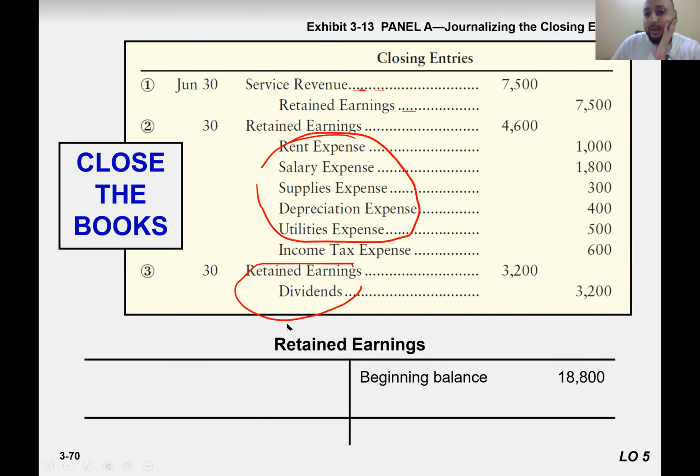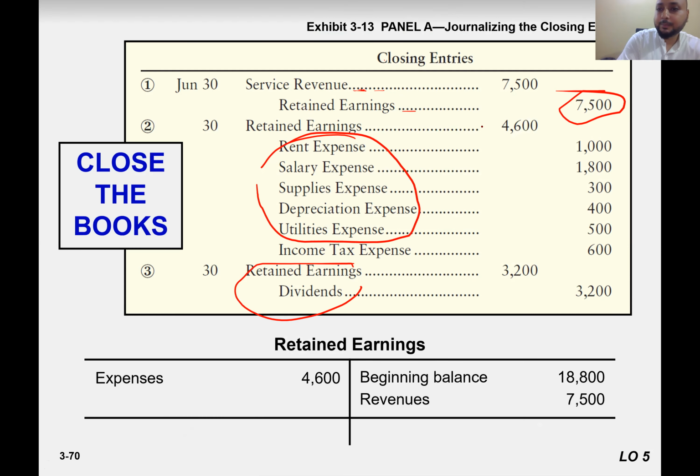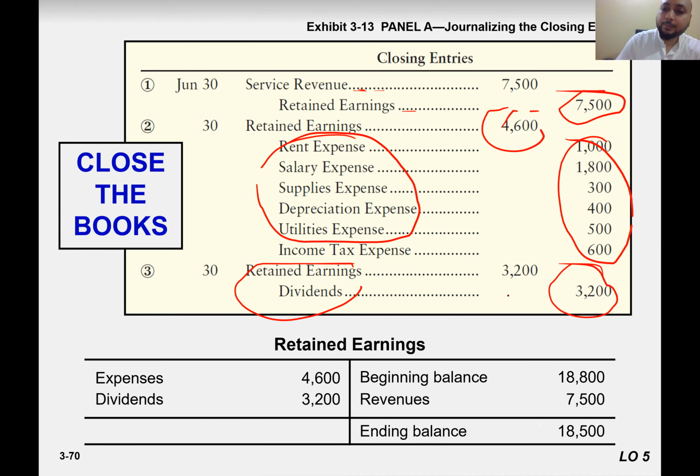So what happened to retained earnings at the end? You see, the retained earnings is credited with revenue, debited with all the expenses, and also debited with dividend. And then we have the ending balance here. This should be the same ending balance that we wrote down on the balance sheet under owner's equity. If this does not tally, it means there is some error, right?